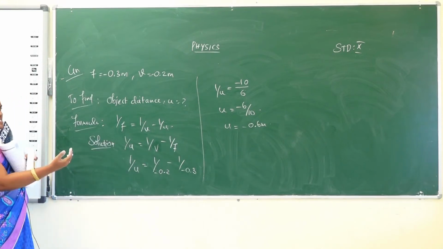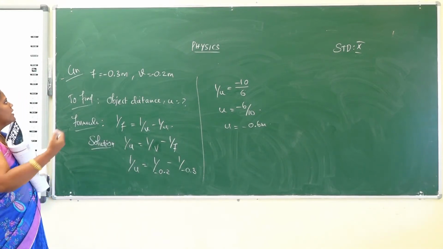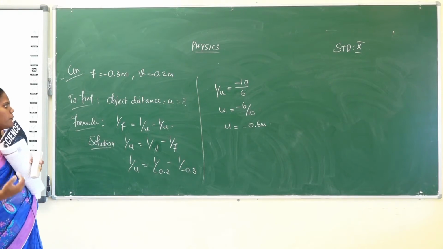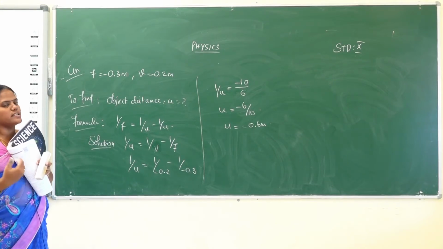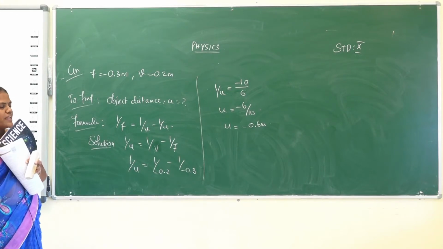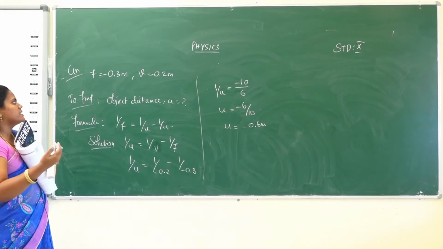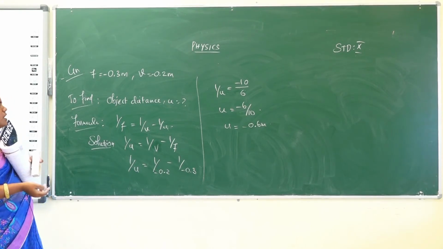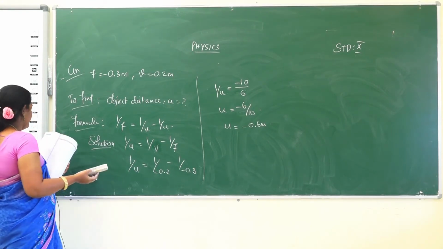So if you place the object 0.6 meter in front of the lens, the image will be formed 0.2 meter away. So you keep the object in front of the lens at a distance of 0.6 meter, and you get the image at 0.2 meter on the other side of the lens. Okay. And then go for the next one.